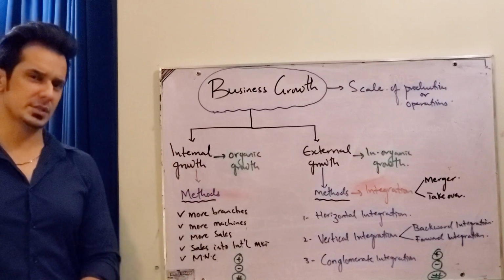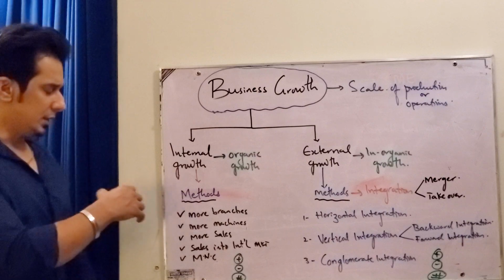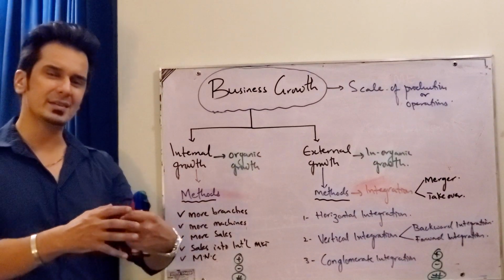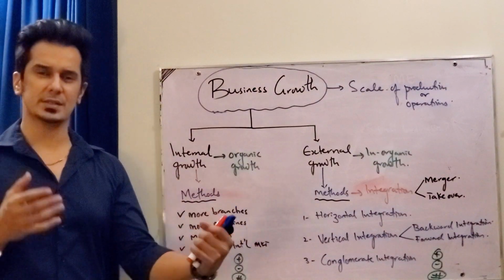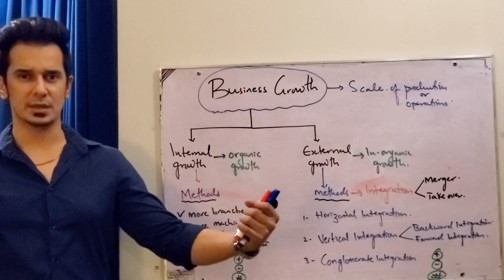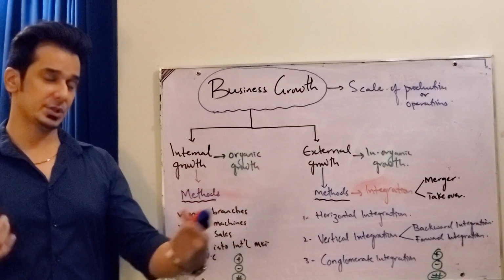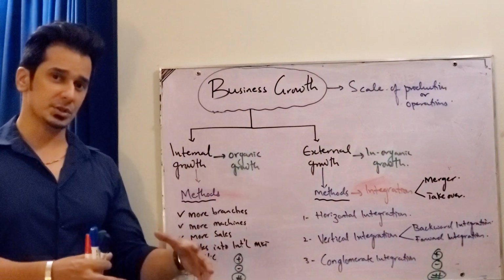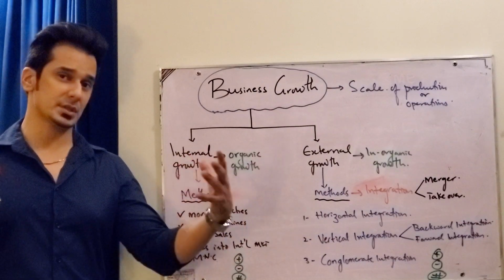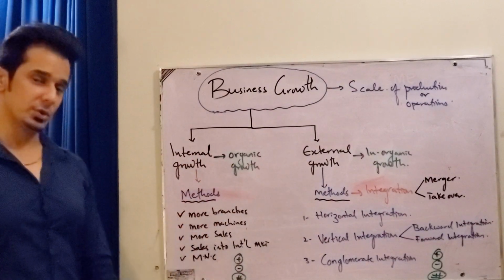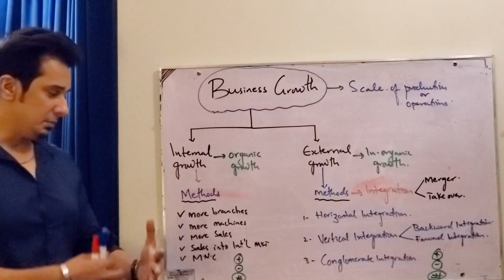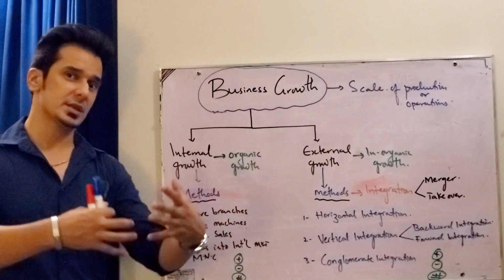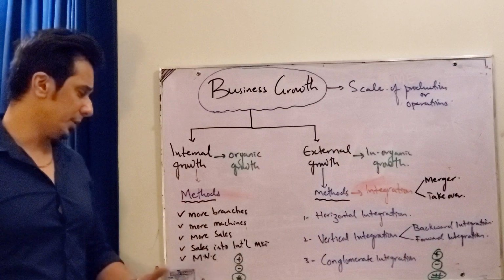There are various reasons and methods by which a business can grow internally. The first method is, for instance, an increase in the number of branches. Let's take the example of Subway: the number of branches is increasing, so there is business growth. Then, if we have more machinery in production, the business can operate on a larger scale, so that would be business growth. The third method can be more sales. If the business is achieving a greater amount of sales, that means there is business growth internally.